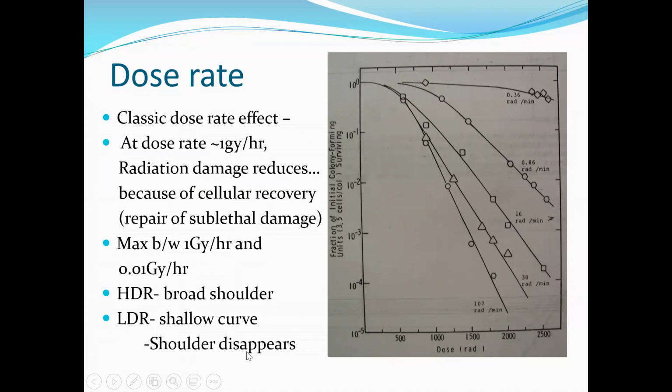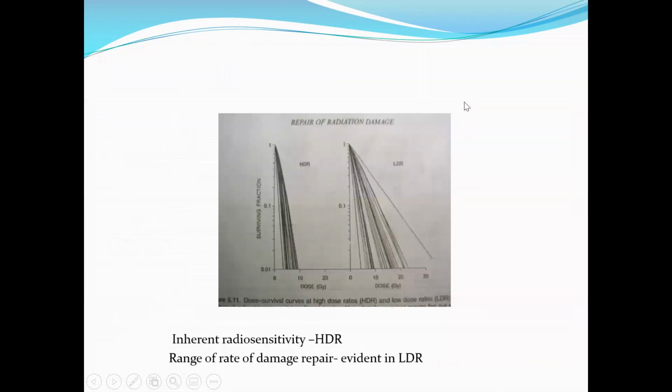LDR shallow curve, shoulder disappears. HDR has a broad shoulder, which means you can define a shoulder. The shoulder becomes less defined as the dose rate reduces. Inherent radiosensitivity: in HDR, it is radiosensitive and you cannot differentiate, but in LDR, the range of rate of damage repair is evident, and you can differentiate between the cells.